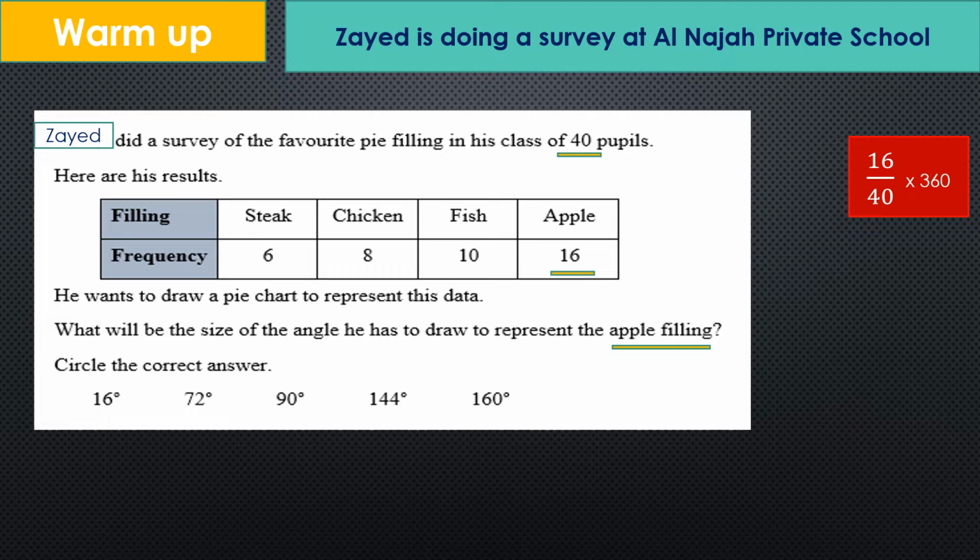So you can find this by either writing 16 over 40 as a decimal number, or you can do it by simplifying. If you want to simplify, you will notice that 16 and 40 are divisible by 8, so it's going to give you 2 over 5 times 360. Also, 360 is divisible by 5, so when you cross them, you are going to get 72. So 2 times 72 is 144, and that's my answer.